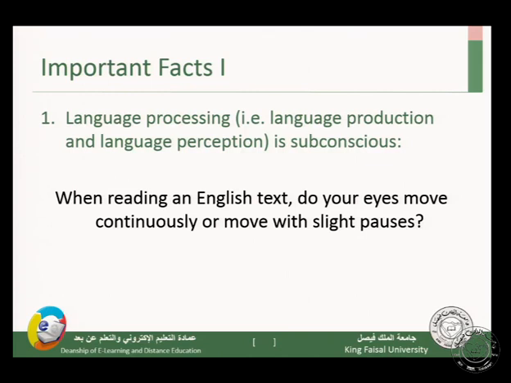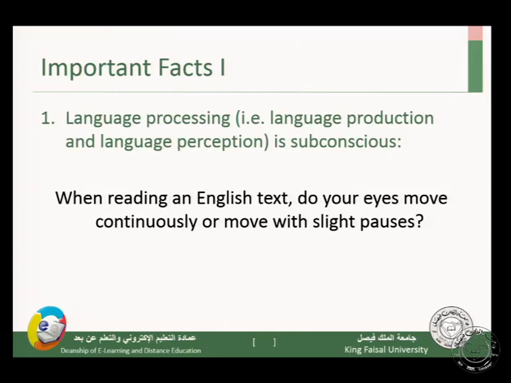While speaking, your mind, your brain works independently. You don't have to think. While listening, you don't have to think. You don't have to plan the process of understanding the message. Understanding the message is a process which is done without your intervention. It is done at a subconscious level.